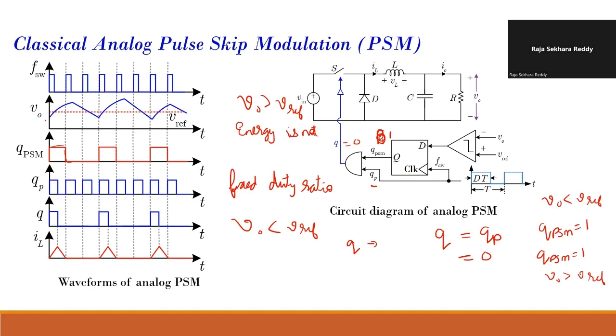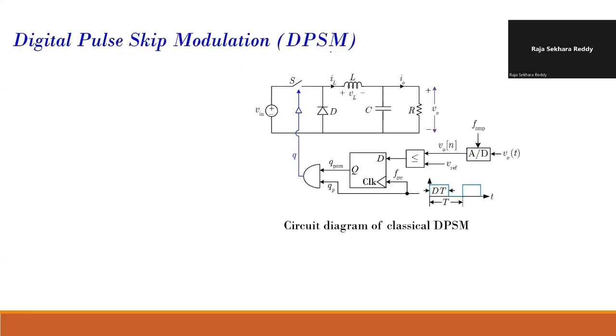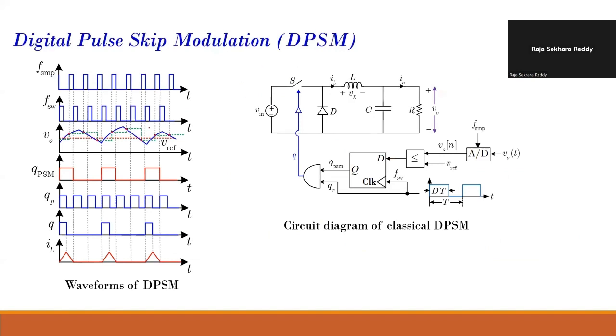So these are used for light load techniques. These are for light load conditions. For light load techniques, we use pulse skipping modulation. In digital pulse skipping modulation, we take samples of the output voltage. We have an ADC which takes the samples, and that is used for generating the condition of whether it should be on or off.